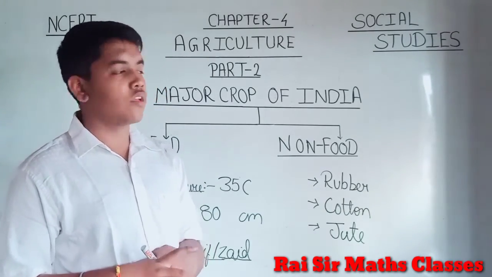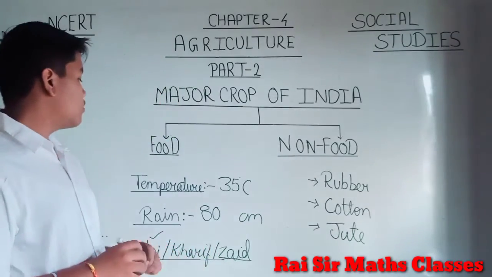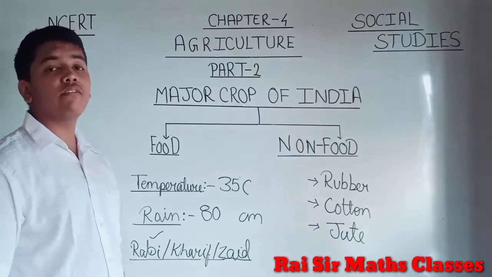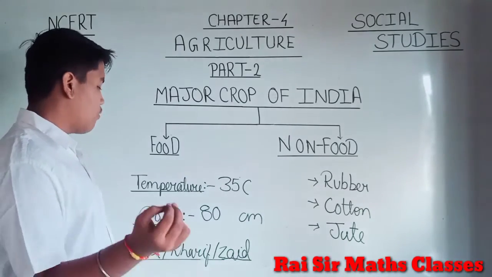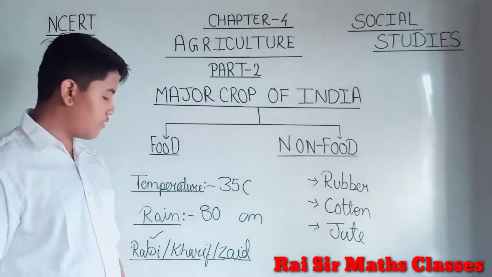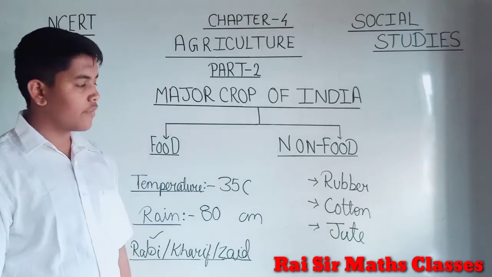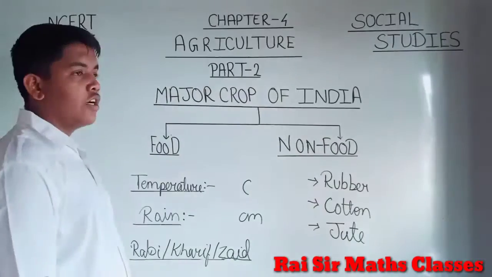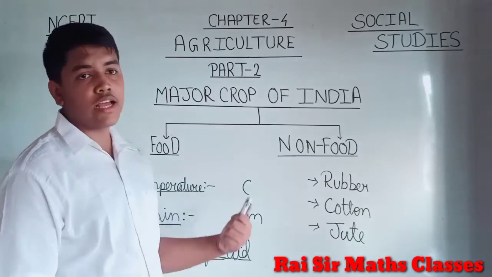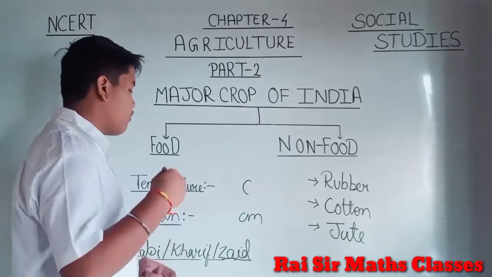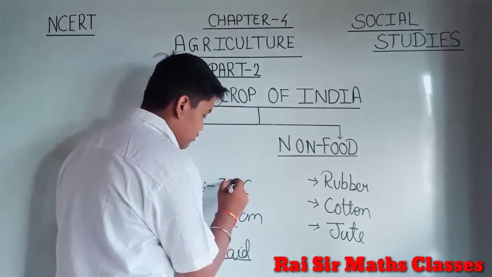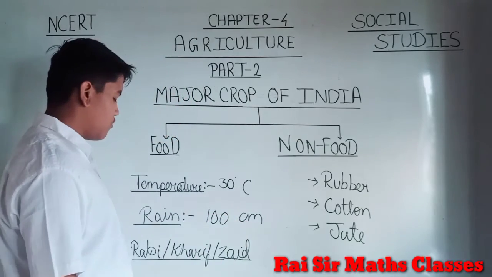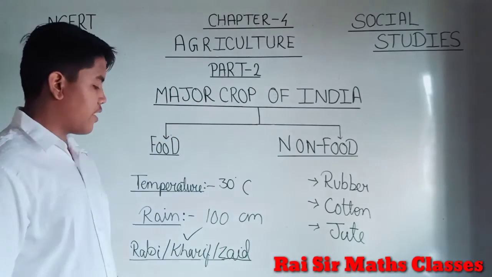secondary sectors. So these are the geographic conditions required by cotton: it requires high temperature, it requires more than enough rainfall, and it is a rabi crop. So that is about cotton. Let us see the jute one. Now the third and the last one is jute. Jute requires high temperature, it requires more rainfall, and it is a kharif crop.